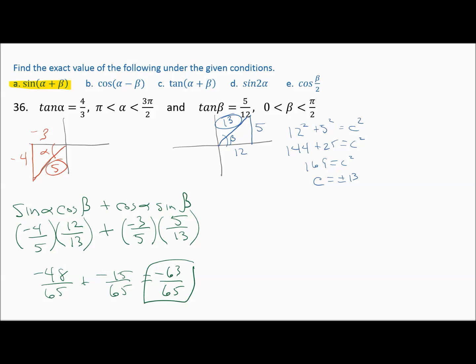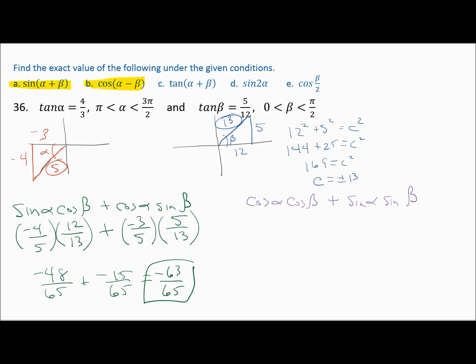We're supposed to find cosine of alpha minus beta. So the formula for that is cosine of alpha, cosine of beta, and then you change the sign. So this is going to be plus sine of alpha, sine of beta. Now we plug the information into our formula.